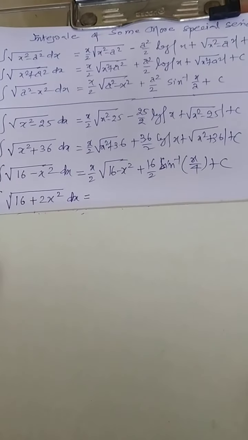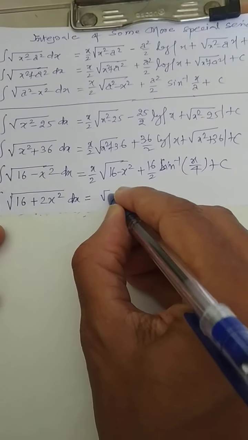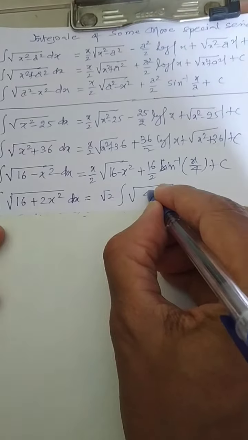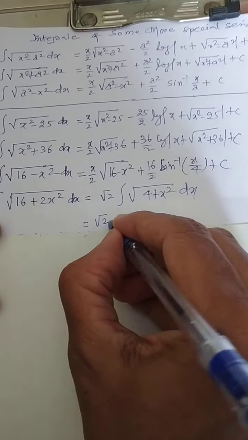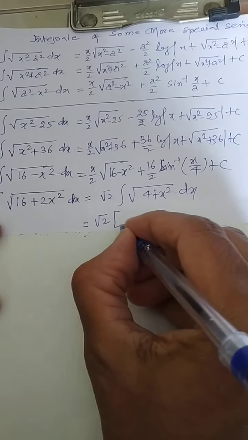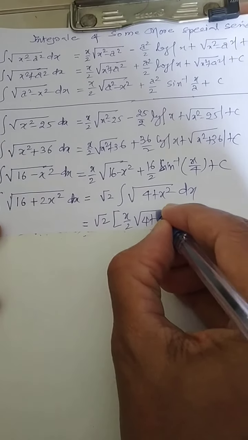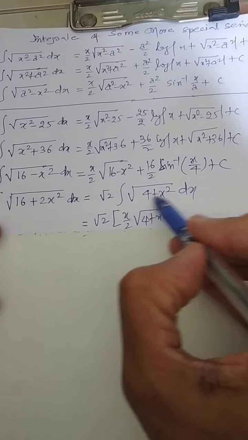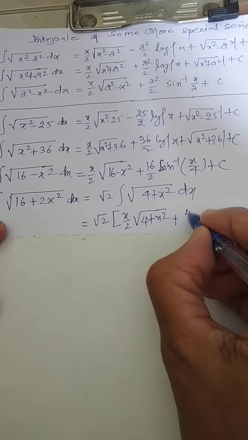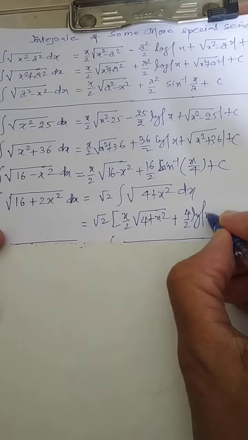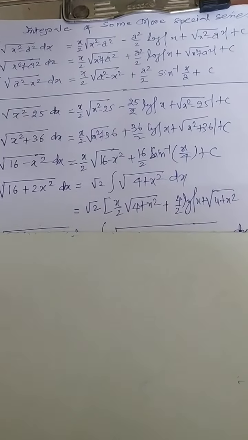So that is the thing you should keep in mind. Try to recall the previous things we have done. First step, take root 2 common. Then it will be 4 plus x square. Remember, this is what we learned in the previous class, whenever we did 1 upon something like that. Now x by 2 times the question as it is, plus which formula is there? 4 plus x square means the second one: plus a square by 2, 4 by 2, log of x plus root under 4 plus x square.